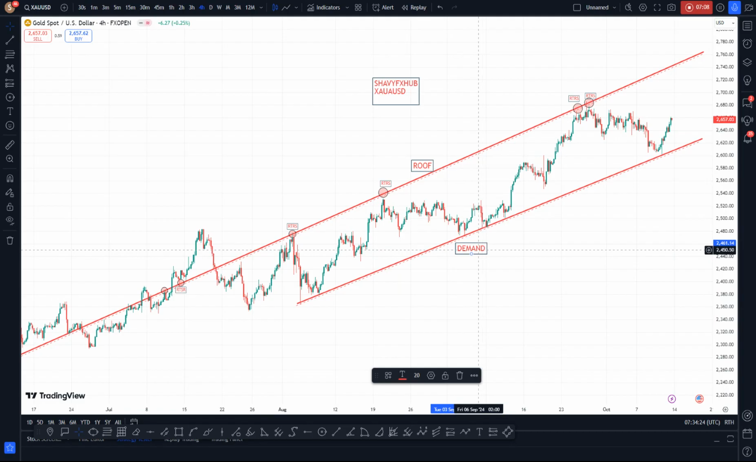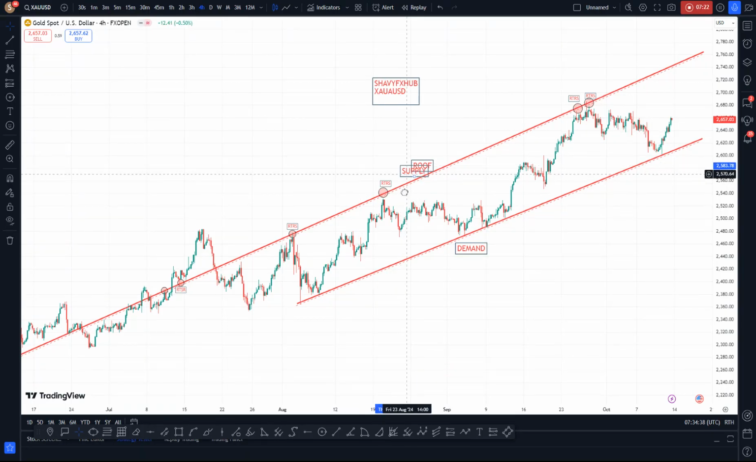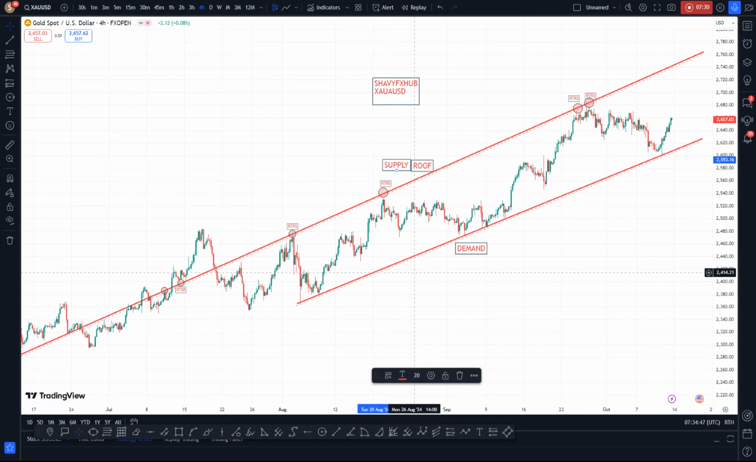We call it demand floor. We call here supply roof. So we stay guided by the behavior and we watch for the change in character, because it's always changing character, that leads to break of structure.